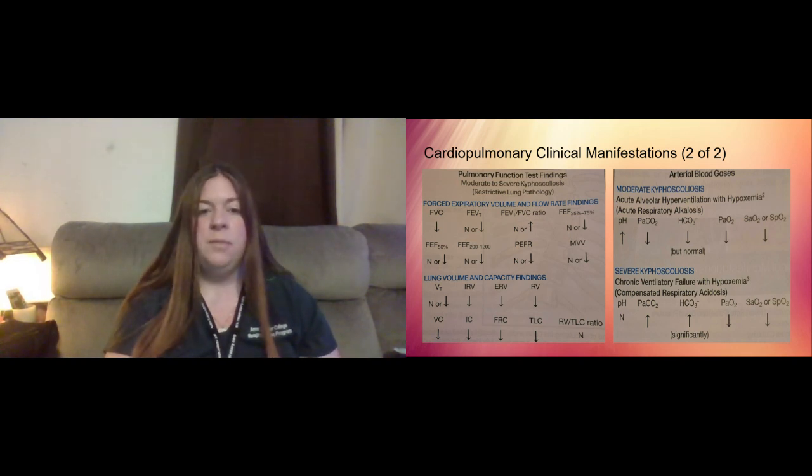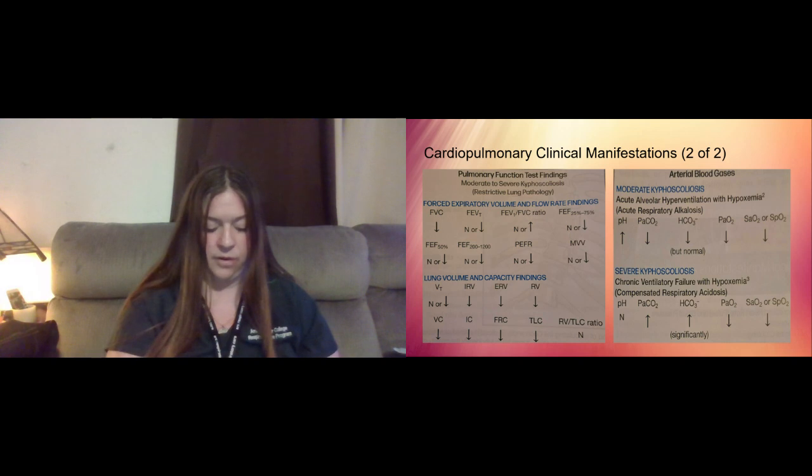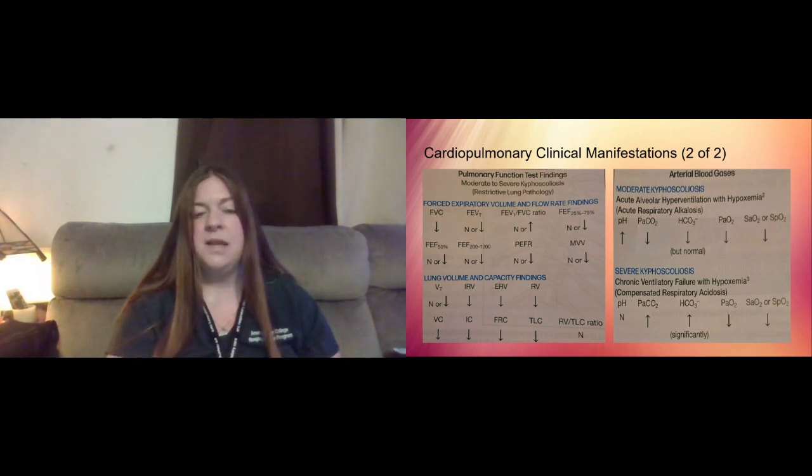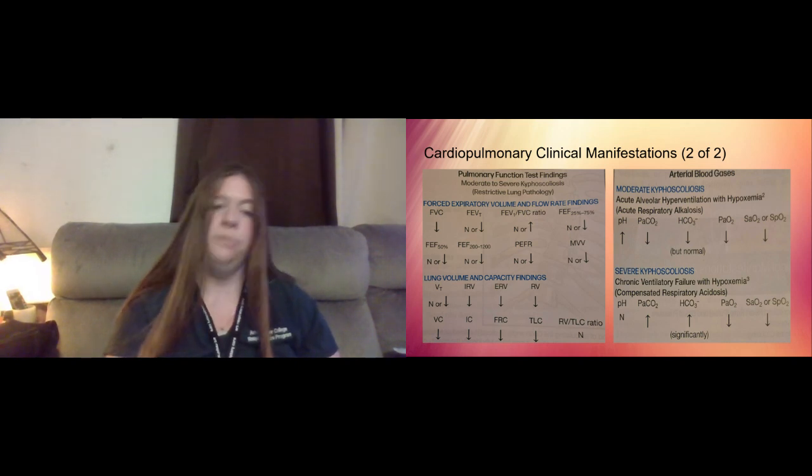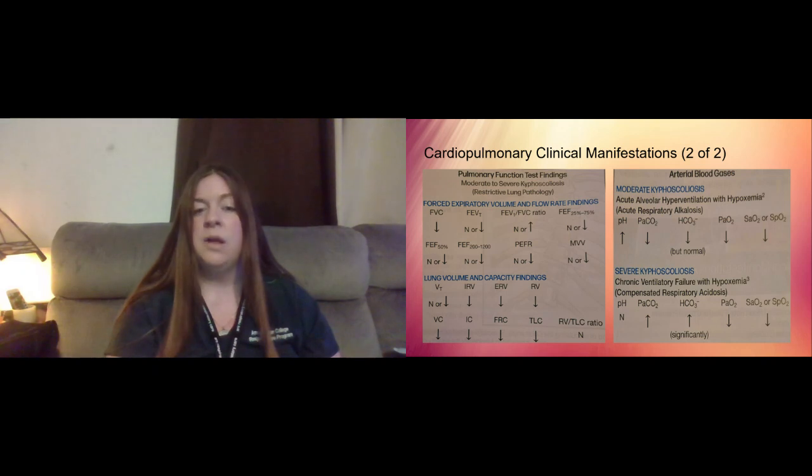For the lung volume and capacity findings, we're going to see a normal or decreased vital capacity, a decrease in inspiratory reserve volume, a decrease in expiratory reserve volume, a decrease in residual volume, a decrease in vital capacity, a decrease in inspiratory capacity, a decrease in functional residual volume, a decrease in total lung capacity, and a normal RV-TLC ratio.